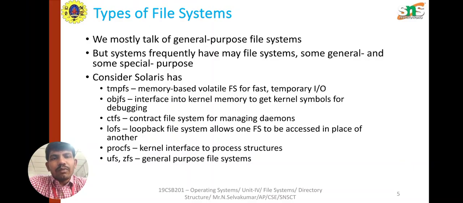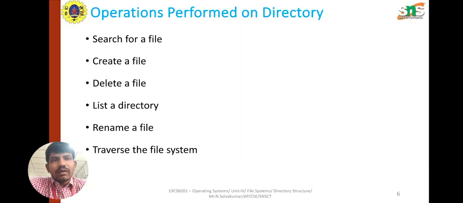LOFS is the loopback file system, which allows one file system to be accessed in place of another. procfs is a kernel interface to process structures. UFS and ZFS are general purpose file systems. Now, operations performed on a directory: search for a file, create a file, delete a file, list a file, rename a file, and traverse the files. These are the functions performed by the directory.